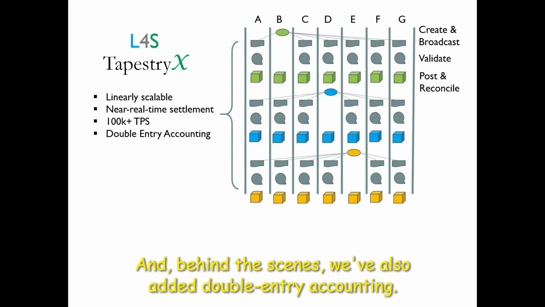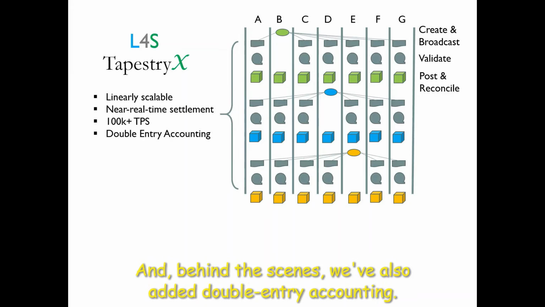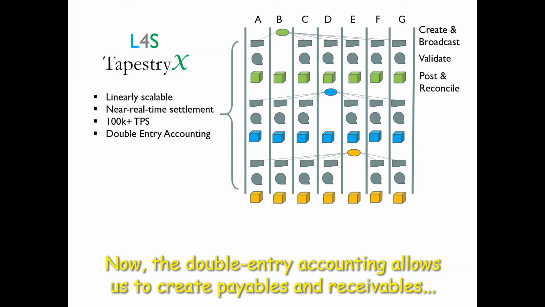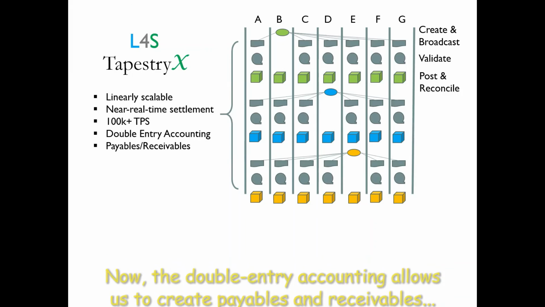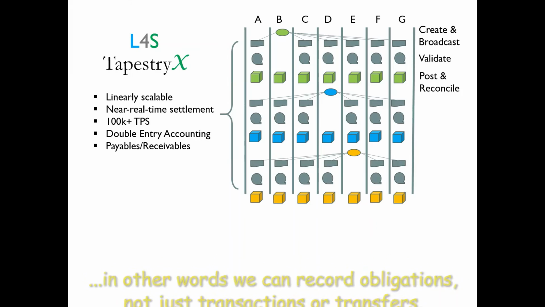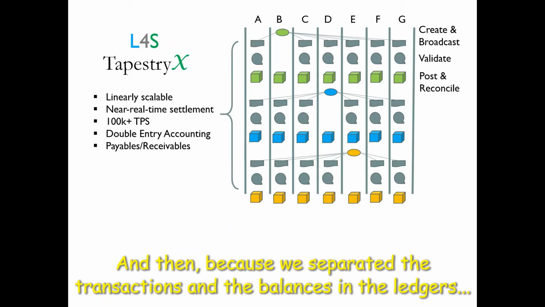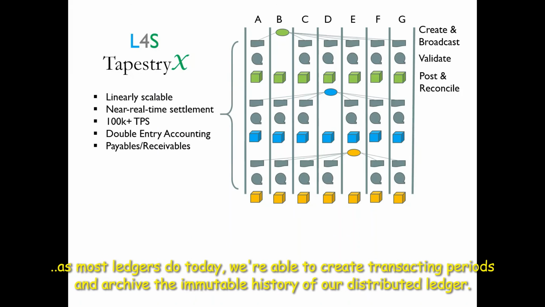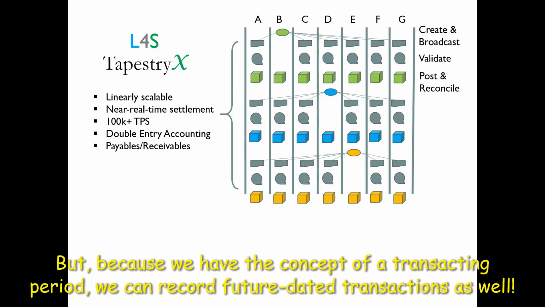And behind the scenes, we've also added double entry accounting. Now, the double entry accounting allows us to create payables and receivables. In other words, we can record obligations, not just transactions or transfers. And then because we separated the transactions and the balances in the ledgers, as most ledgers do today, we're able to create transacting periods and archive the immutable history of our distributed ledger. But because we've got the concept of a transacting period, we can actually record future dated transactions as well.